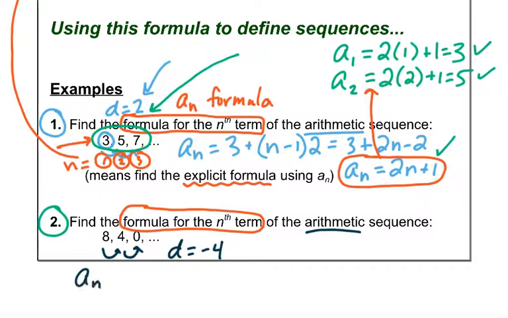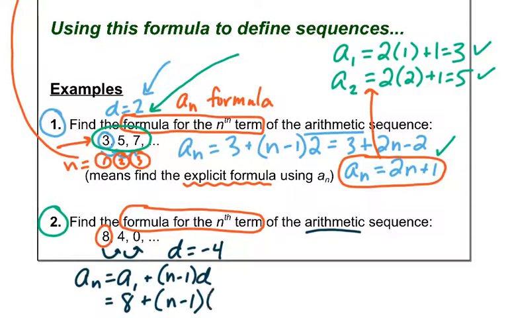All right, here we go, folks. A sub n, our formula is a1 plus n minus 1 d's. Well, let's see, that would be a sub 1 is my first term. That's 8 plus n, you stay there, minus 1. You said the d difference was a negative 4, so I'll put negative 4 in parentheses just because it looks a little awkward. All right, can we simplify a little bit?